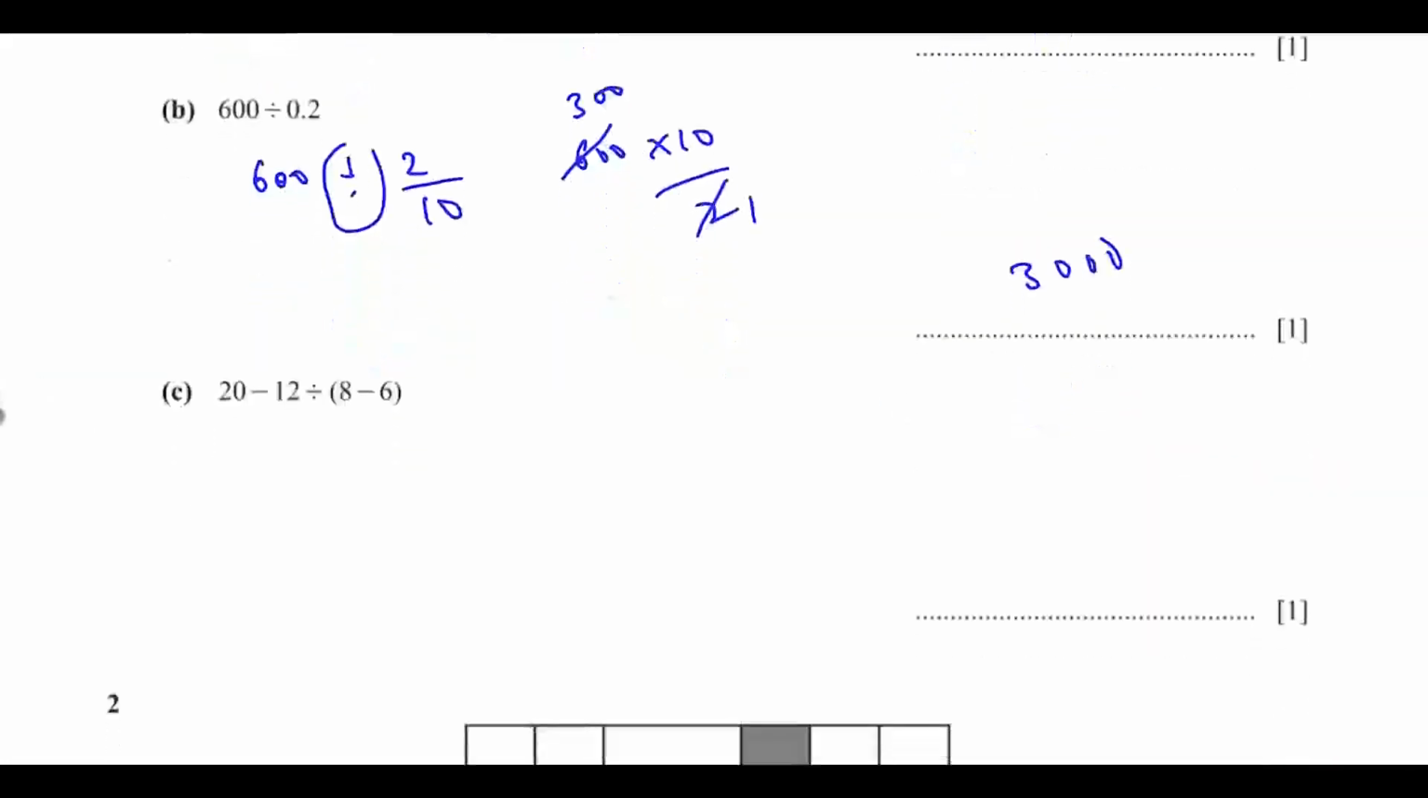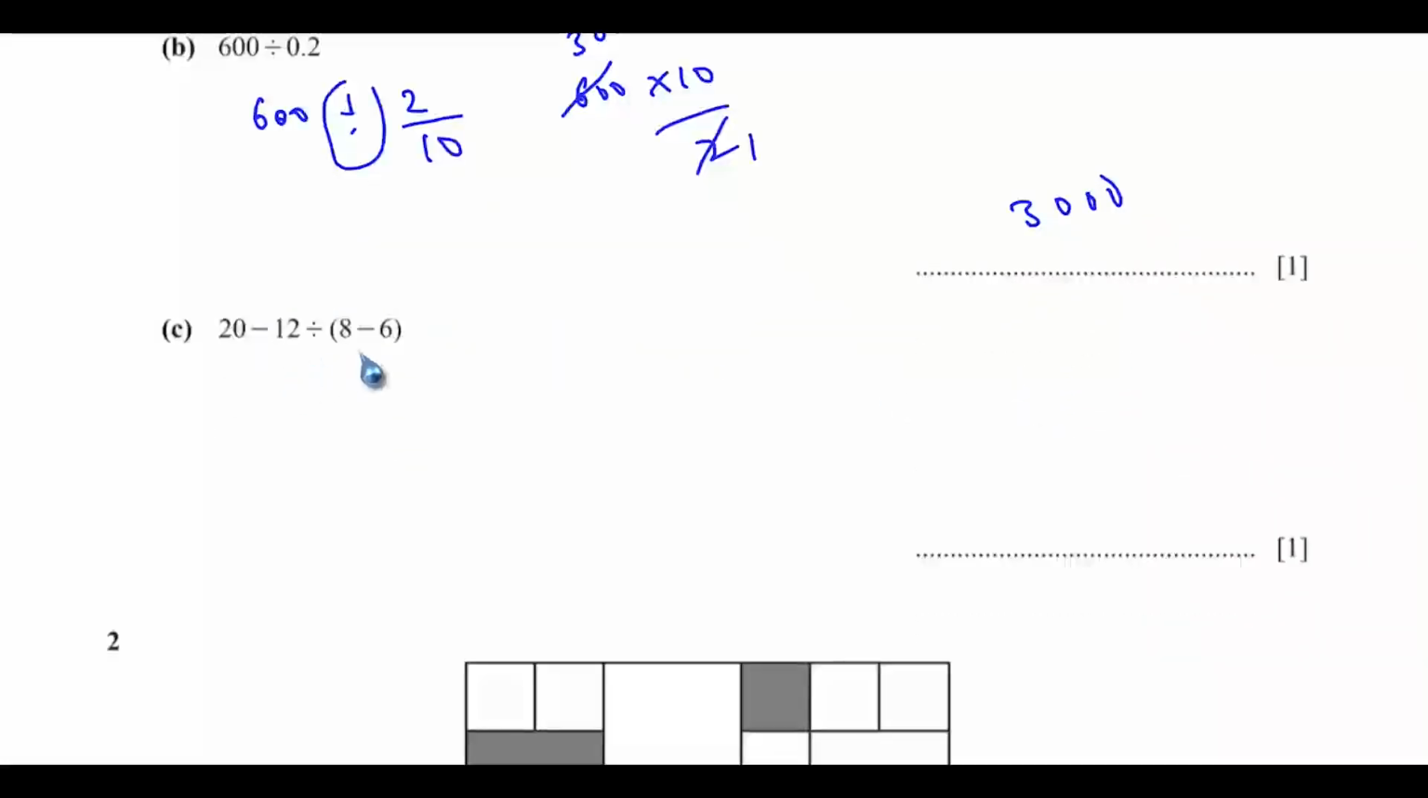Part C, 20 minus 12 divided by 8 minus 6. Following the rule of BODMAS, we do this first. This will be 2. Then we are going to do 12 divided by 2. That will be 6. We have 20 minus 6, and the final answer is 14.